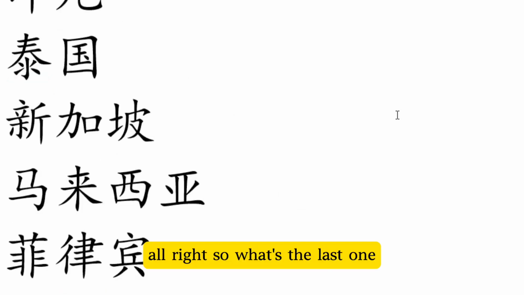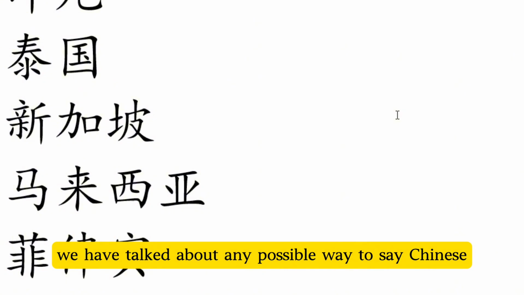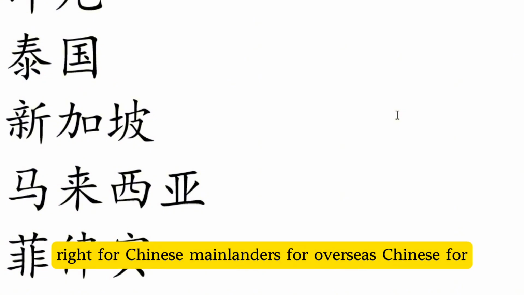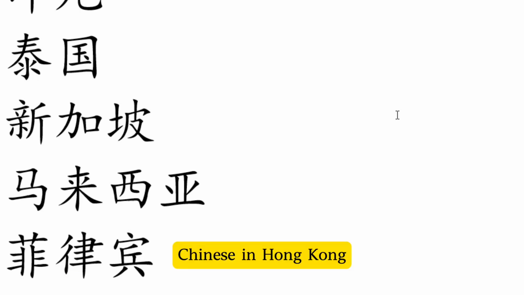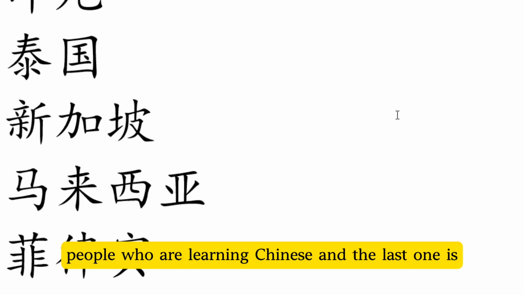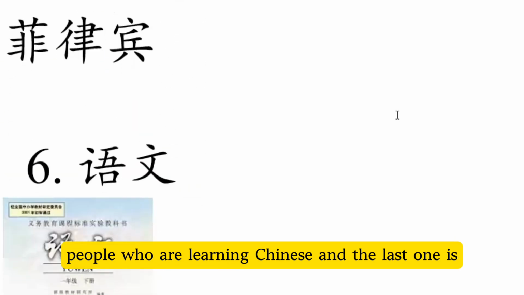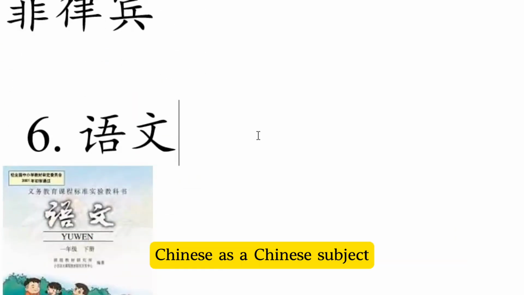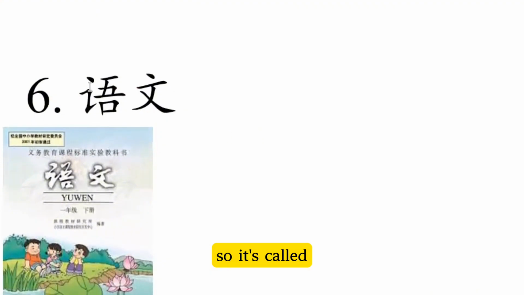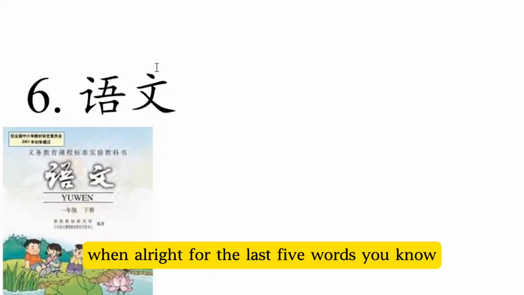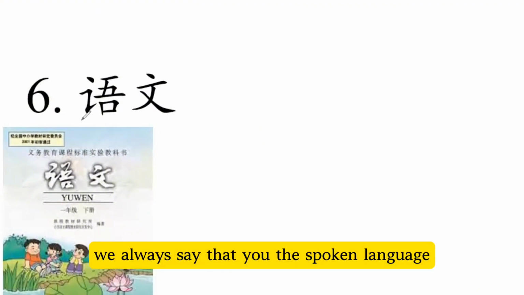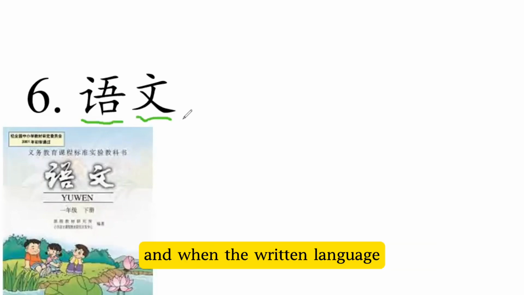All right, so what's the last one? We have talked about any possible way to say Chinese, right? For Chinese mainlanders, for overseas Chinese, for Chinese in Hong Kong, for people who are learning Chinese. And the last one is Chinese as a Chinese subject. So it's called 语文. All right, for the last 5 words, we always say that 语 is the spoken language, and 文 is the written language.